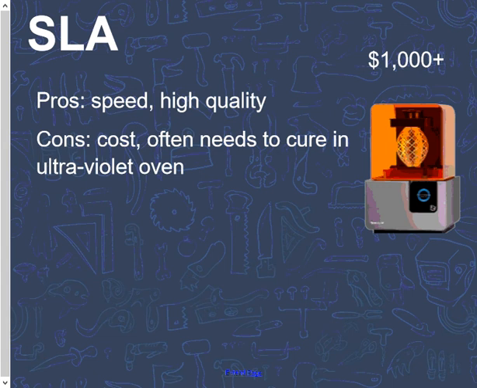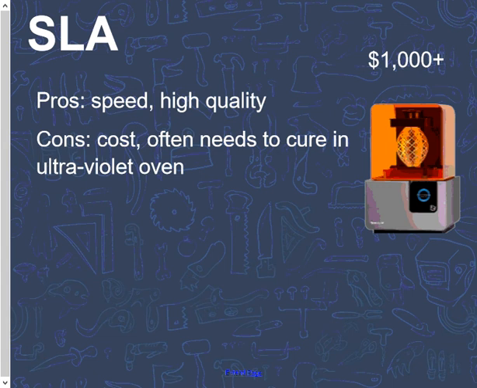Some of the downsides, the cons: it's still very expensive, well over $1,000 usually. And many prints will need to cure in an ultraviolet oven. So after they come out of the printer, they're solid, but they need more time to cure. So they need to be put into another machine that kind of bakes them in ultraviolet light to finish the process. So it can be a little slower in that sense.